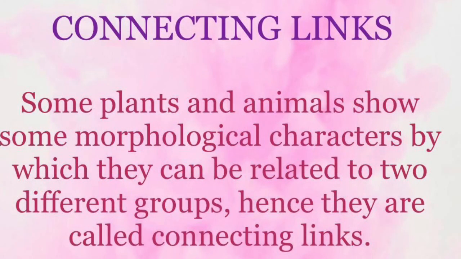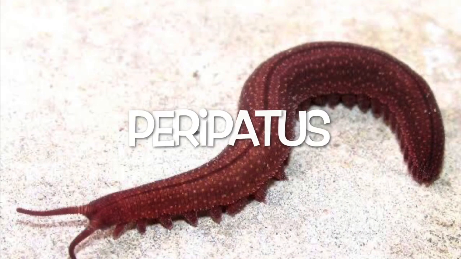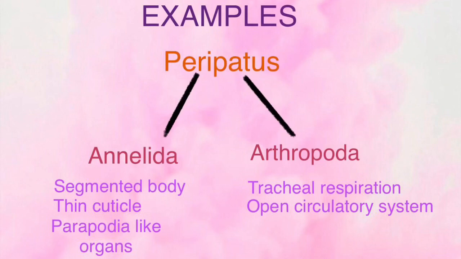Connecting links. Some plants and animals show some morphological characters by which they can be related to two different groups, hence they are called connecting links. Example: Peripatus. Peripatus shows characters of both the phylum Annelida and Arthropoda. The characters like segmented body, thin cuticle and parapodia-like organs are present like Annelida, and the characters like tracheal respiration, open circulatory system are present like Arthropoda. This indicates that Peripatus is the connecting link between Annelida and Arthropoda.